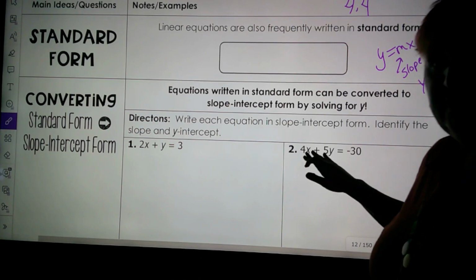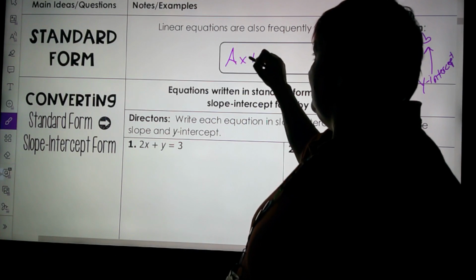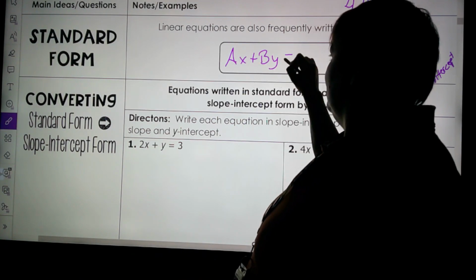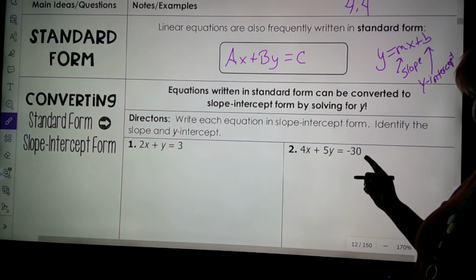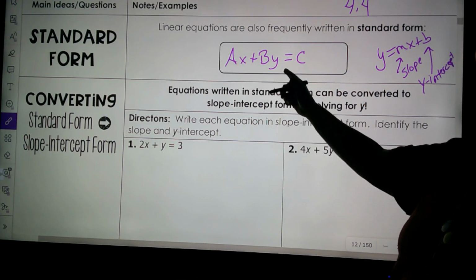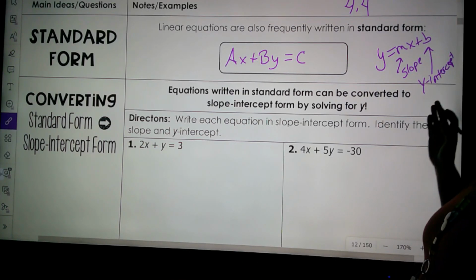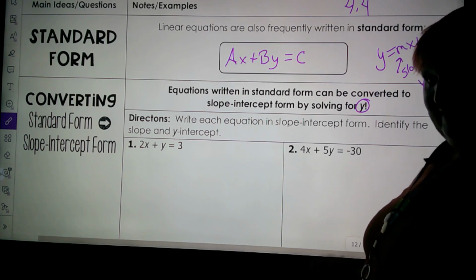If they give it to us in standard form, which is ax plus by equals c, right? Something x plus something y equals something. If they give it to us in standard form, we need to convert it to slope-intercept form. And to do that, we solve for y.